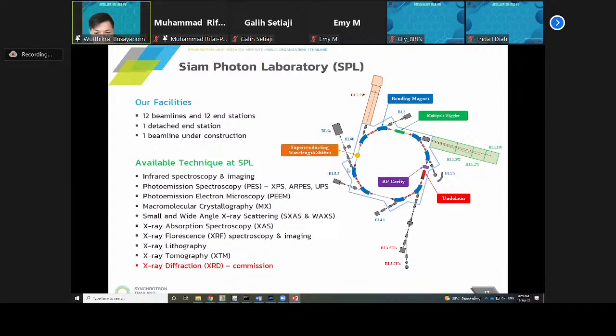All of the design of the storage ring and insertion device include the bending magnet, including the undulator, the wiggler and wavelength shifter. We have 12 beam lines, 12 end stations like this in the schematic. And for available techniques, we have the photoemission techniques.